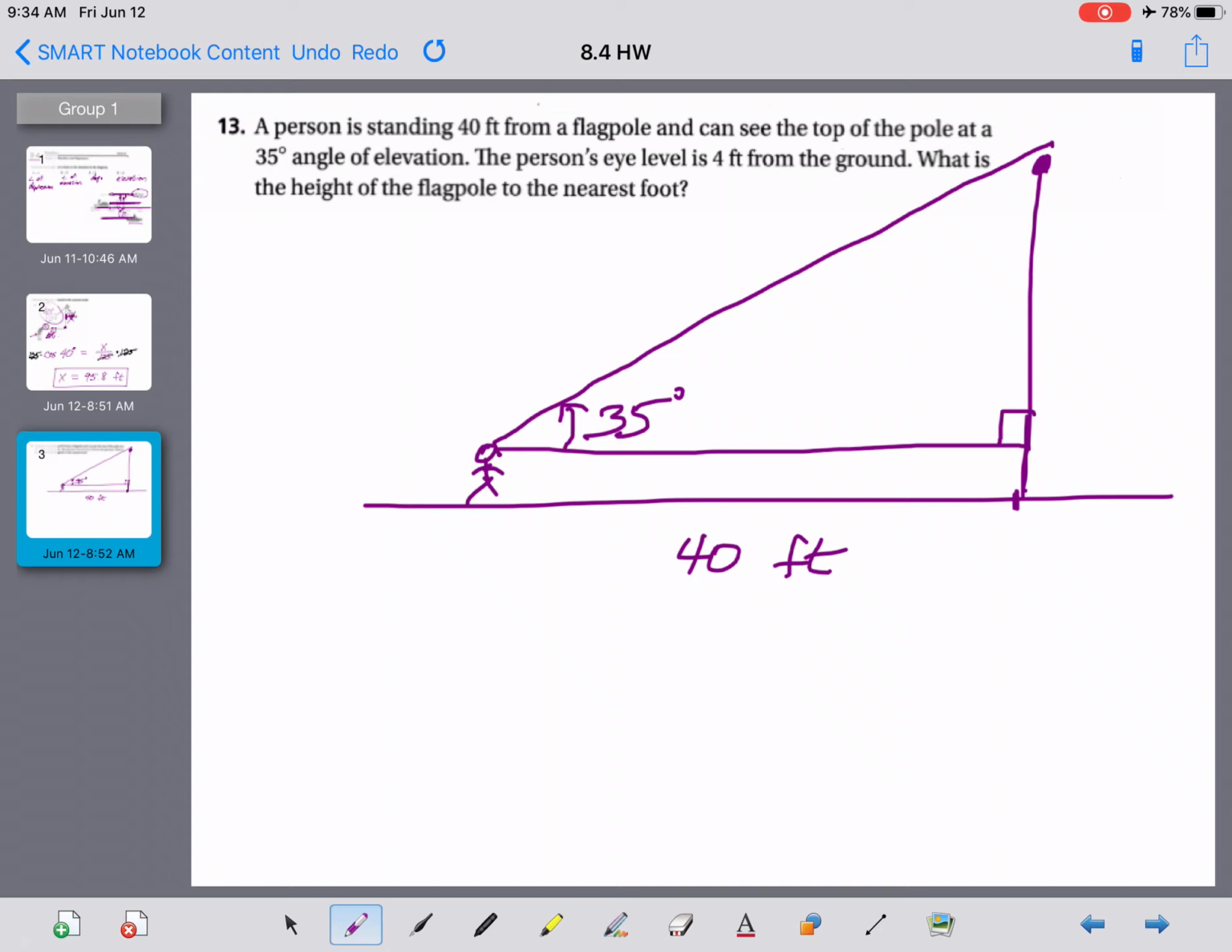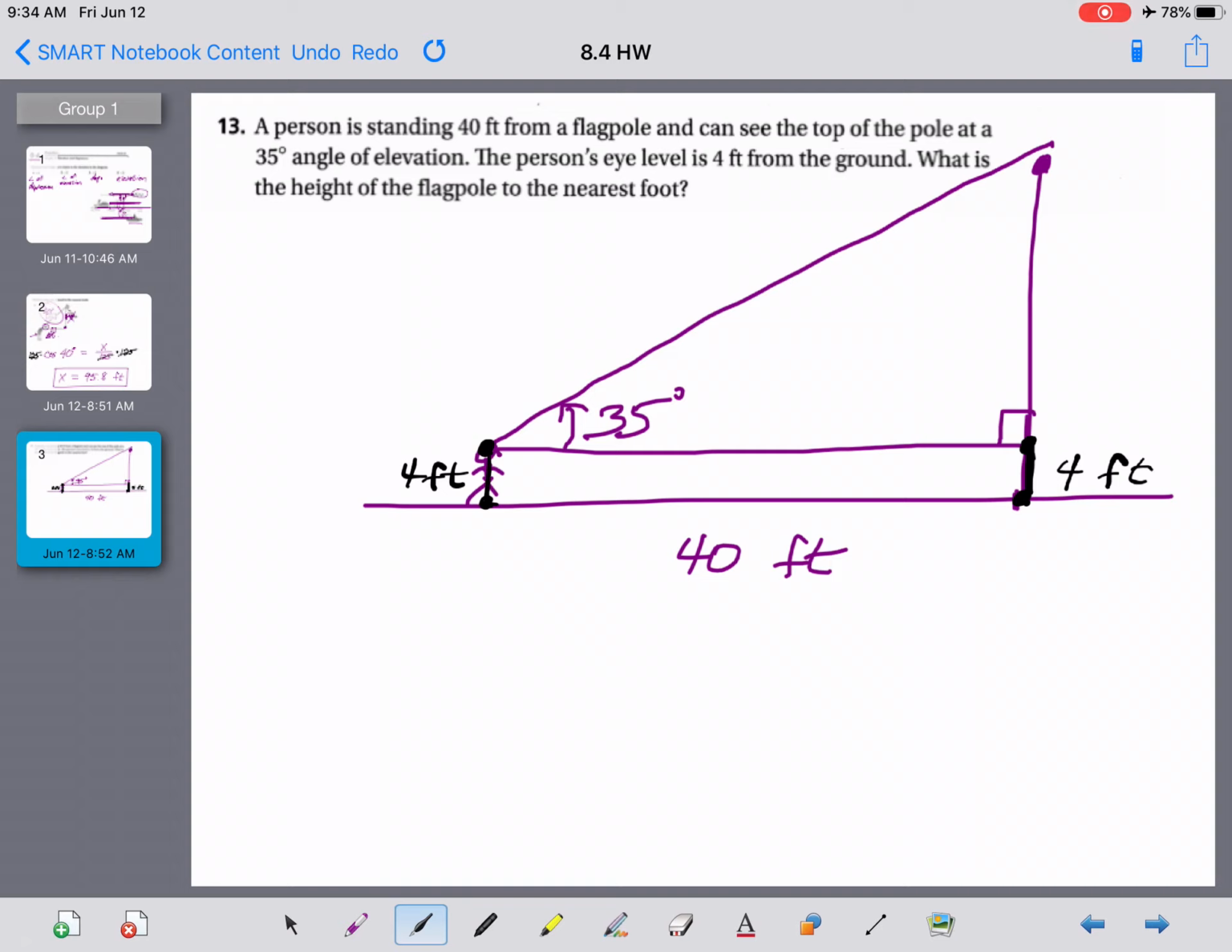It says that the person's eye level is 4 feet from the ground. So this distance from here to here is 4 feet. Now that same distance is going to transfer over here onto the right side of this diagram. This distance from here to here is also going to be 4 feet. So what we've really drawn here is a right triangle with a small little rectangle underneath that it's resting on. Now the question here is, what is the height of the flagpole to the nearest foot?